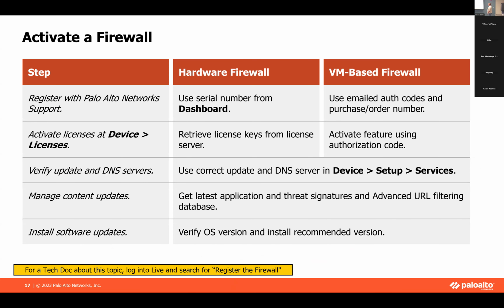All right. So when you first get a firewall, you'll have to register with Palo Alto support. You'll activate your licenses within the device. If it's a hardware firewall, you'll retrieve those license keys from a file server. If it is a VM-based firewall, you'll actually get an authorization code, and you'll dump that code in, which will then authorize that for whatever services you got. All right. You'll verify your DNS connections, and that'll allow you to get to your management content updates. And then lastly, you can verify what operating system you want to have up and running.